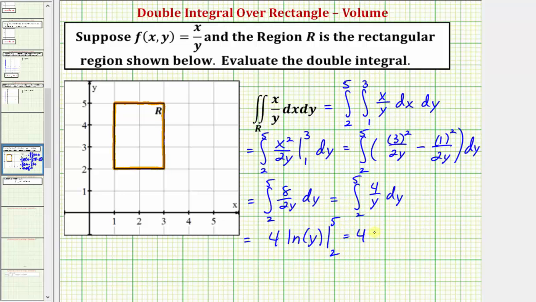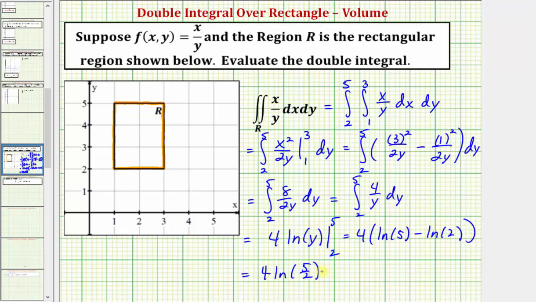So we'd have 4 times the quantity natural log 5 minus natural log 2. Notice here, because we have a difference of two logs with the same base, we can combine these two logs by dividing the numbers 5 and 2. So the exact value of the double integral would be 4 natural log 5 halves.